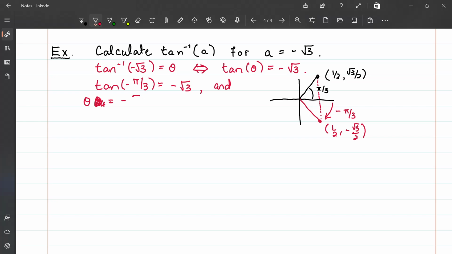Theta must be equal to negative pi over 3. And there you go. We've got our example.